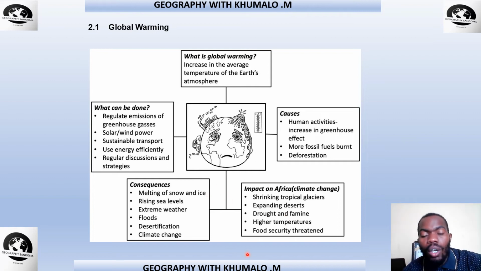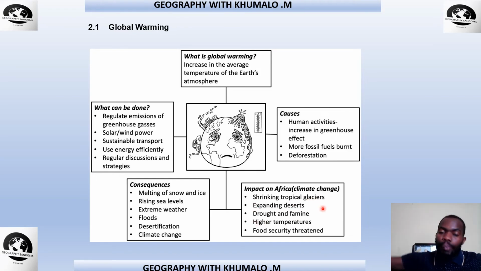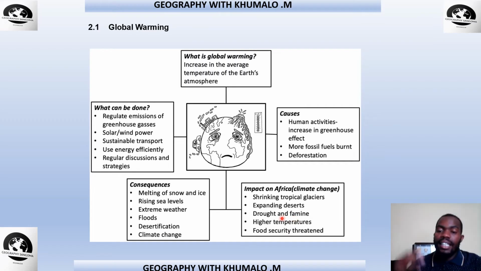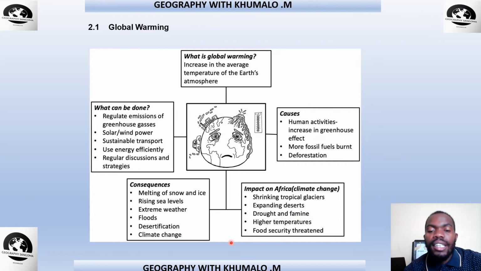Now, before we go to the consequences, the impact on Africa's climate, which is climate change: shrinking tropical glaciers, expanding deserts, so we will have more desert, and the deserts will be expanding. Drought and famine. Famine is hunger. Drought is a long period of time without water. Higher temperatures, as food security is threatened, then we are going to get food insecurity, not food security, where people lack access to nutritious food.